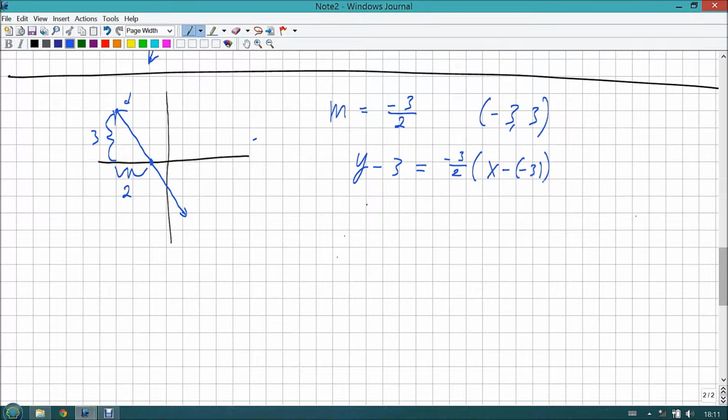And then cleaning that one up is super easy. We would have y minus 3 is equal to negative 3/2 times x, negative times the negative is a positive, plus 3. Bam, done. Now, try to do it with y equals mx plus b format, where there's your b. Yes, you have to guess.